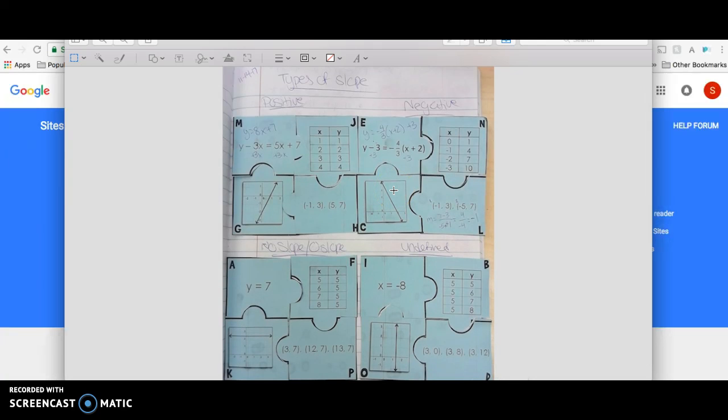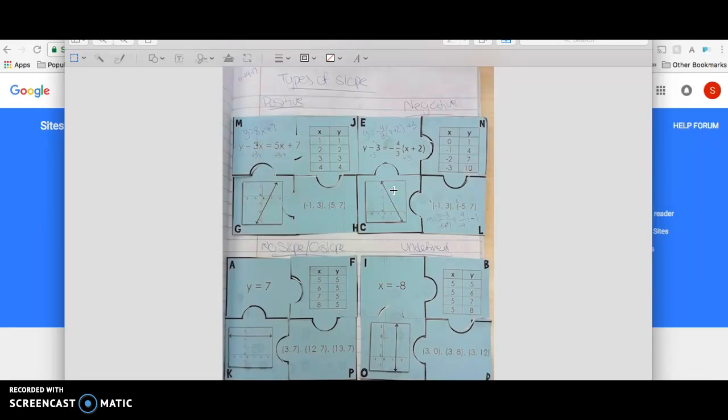I use math journals in both of my classes. It helps keep everything organized. It really shows the connection between different topics. And it's fun to be a little interactive. We glue a bunch of stuff into these journals and the students really enjoy it.